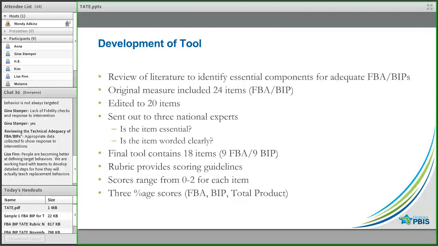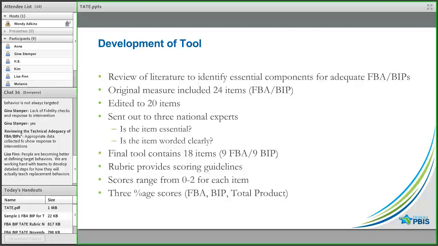So the way we got this tool is Kathy Christensen, who's one of the PBIS technical assistance specialists, and Don Kincaid and I, the three of us, after we did Prevent, Teach, Reinforce, realized that people liked PTR and wanted to know more about it. And we wanted to be able to come up with a way to evaluate how well FBA BIPs were done in schools so that they could continue to improve.